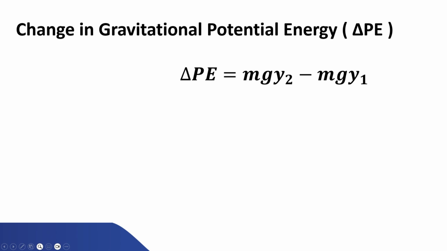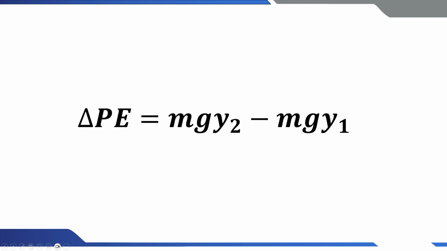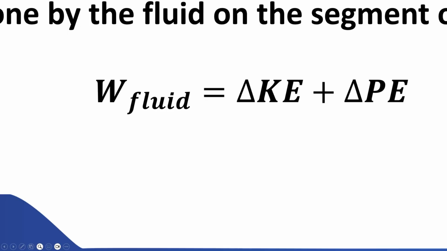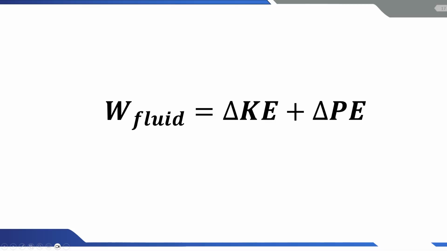The change in gravitational potential energy of the fluid is given by the equation delta PE, or potential energy, equal to m g y2 minus m g y1, where m is the mass of the fluid, g is the acceleration due to gravity, and y1 and y2 are the initial and final height of the fluid. The net work done on a segment of fluid is given by the equation W fluid equal to delta kinetic energy plus delta potential energy.